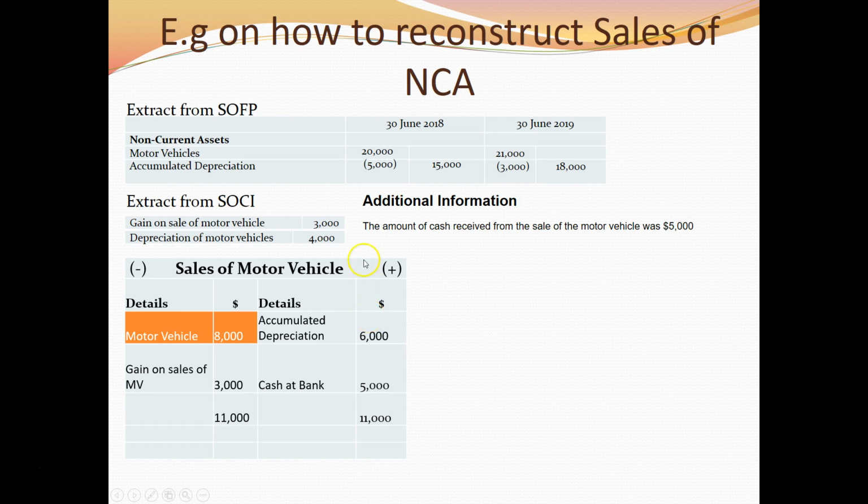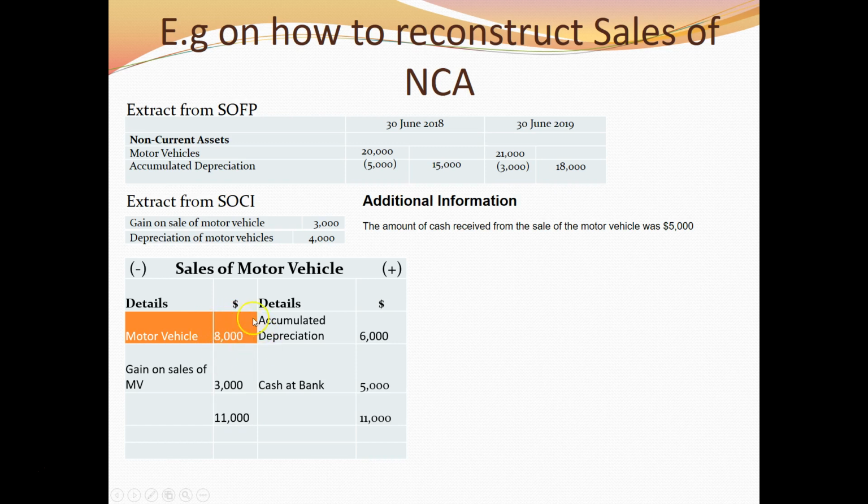Now, how much cash do we get from the sale of motor vehicle? When we get cash, at bank debit, so we credit sales of motor vehicle 5,000 over here. And then the gain will be over here. Gain on sales of motor vehicle will be over here. Why? Because the gain has to be transferred to profit or loss on the credit side as an income. So 8,000 will be the balancing figure.